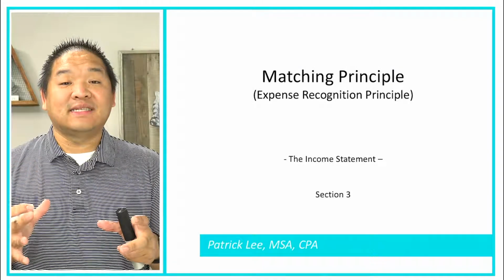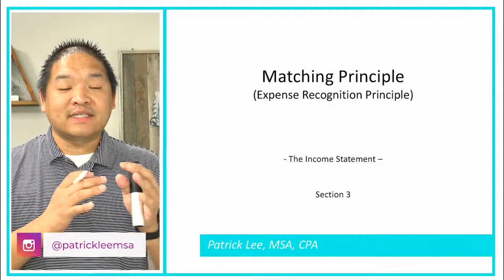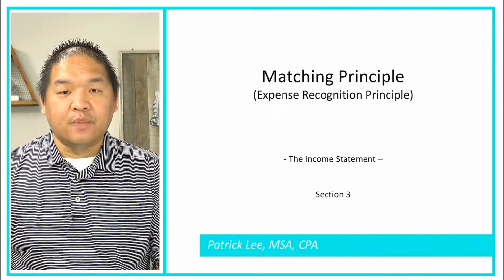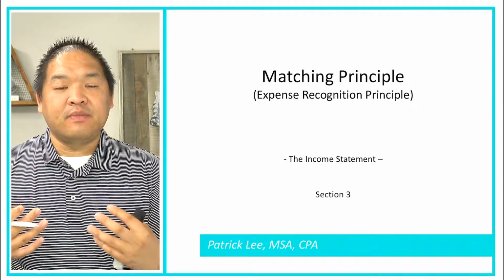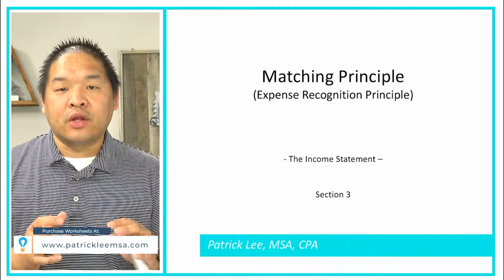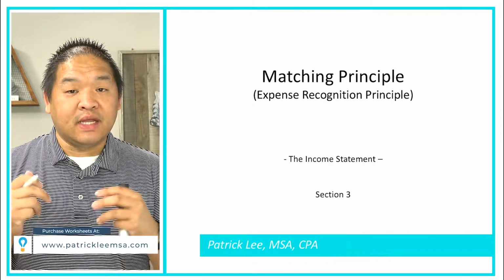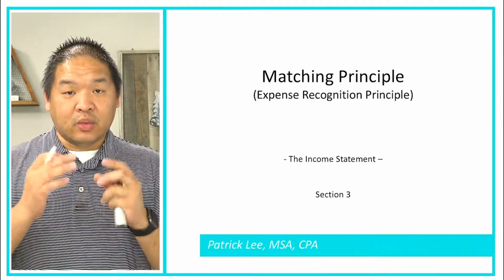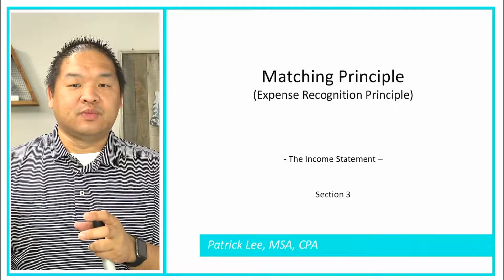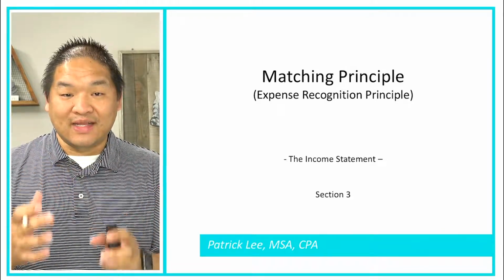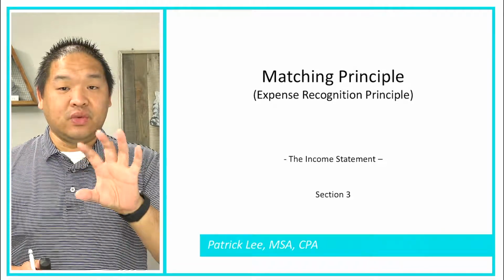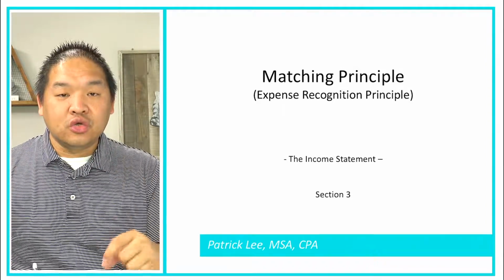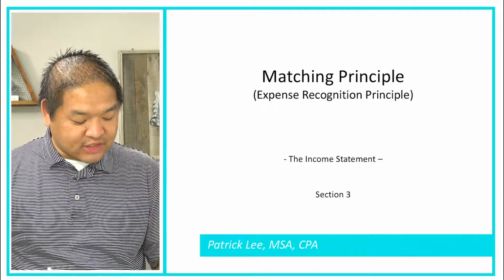All right, in the last lesson, we took a look at the impact of cash when it comes to the revenue recognition principle. In this lesson, we're going to do the same thing, but we're not going to look at the revenue side. We're now going to look at the expense side, which is part of the income statement. Revenues minus expenses are also on the income statement. So we're going to look at what we call the matching principle or the expense recognition principle. So that's what we're going to do here. And we're going to look at the impact of cash to the matching principle. So let's get started here.